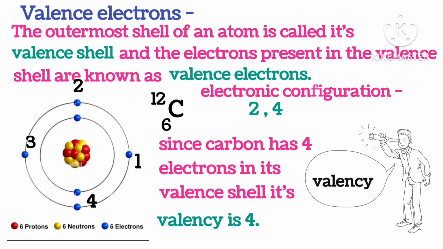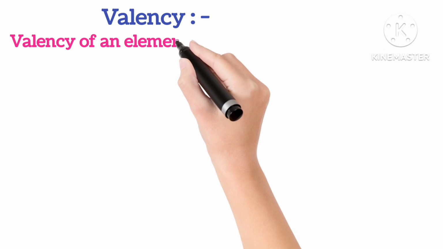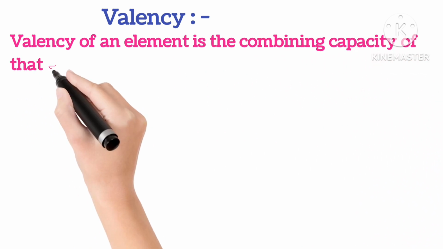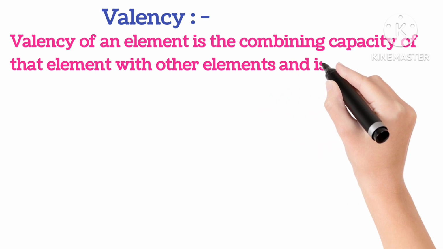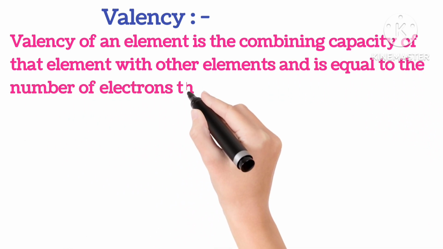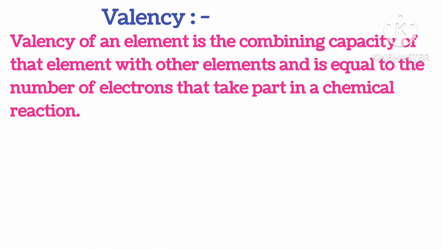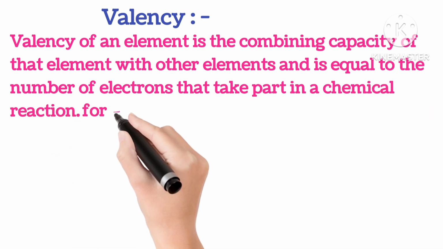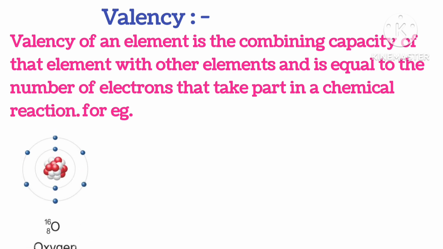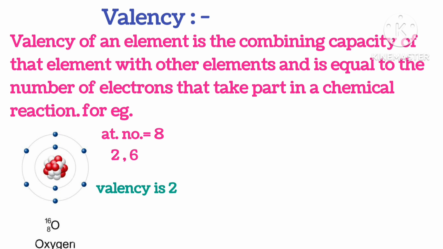Now you must be wondering, what is valency? Valency of an element is the combining capacity of that element with other elements and is equal to the number of electrons that take part in the chemical reaction. For example, oxygen, whose atomic number is 8, configuration is 2 and 6, requires 2 electrons to complete its outermost orbit and make it 8. So its valency is 2.